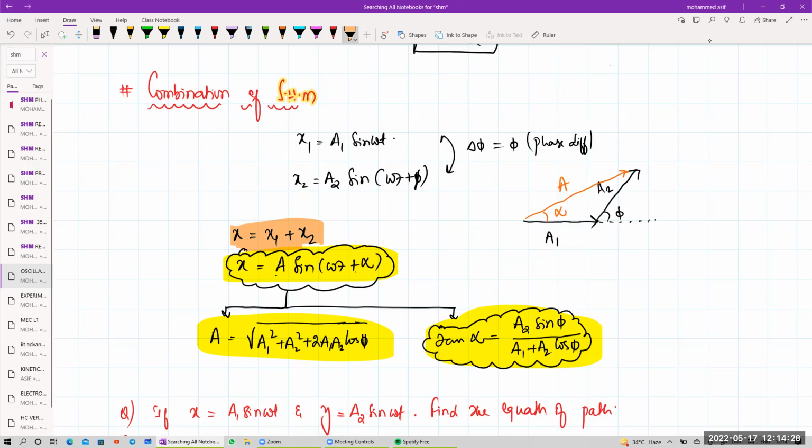Got it? So if the problem asks for the value of alpha and the value of A, you can directly use these formulas: A equals square root of a1 square plus a2 square plus 2 a1 a2 cos phi, and tan alpha equals a2 sin phi divided by a1 plus a2 cos phi. Got an idea?